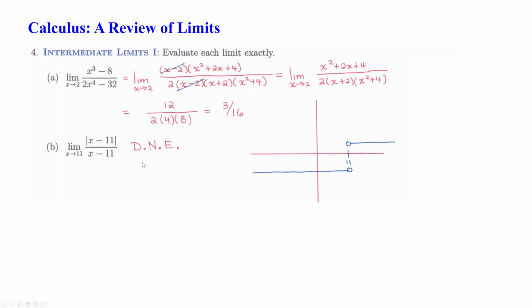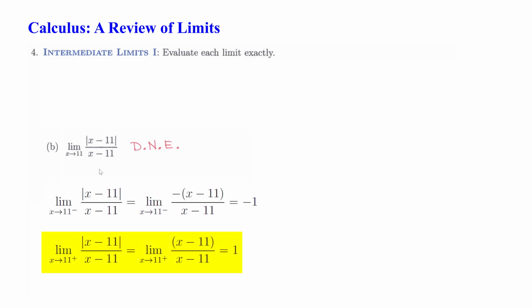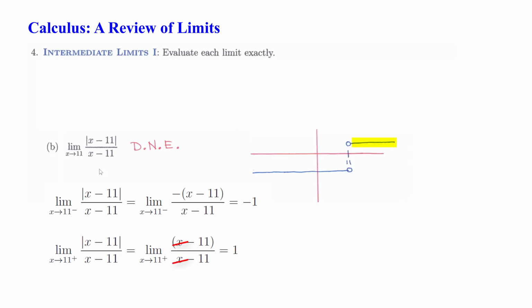But the concrete version of the work would be: the limit exists if and only if the limit from the left is equal to the limit from the right. So we will evaluate the limit from the left and the right. The limit as x goes to 11 from the right of x minus 11 over x minus 11 is 1. The limit as x goes to 11 from the left of the absolute value of x minus 11 over x minus 11 is negative 1.